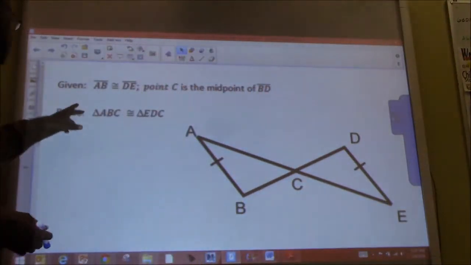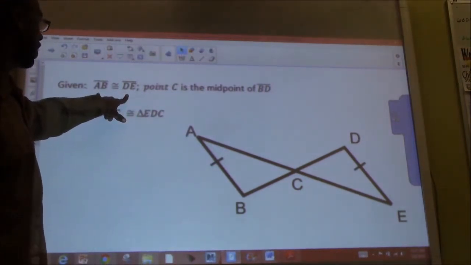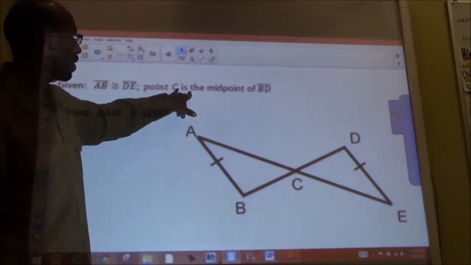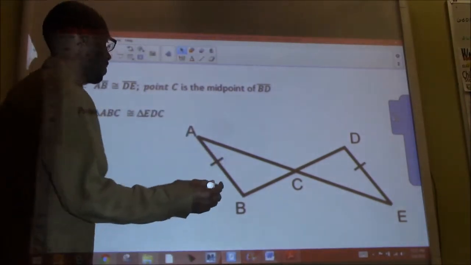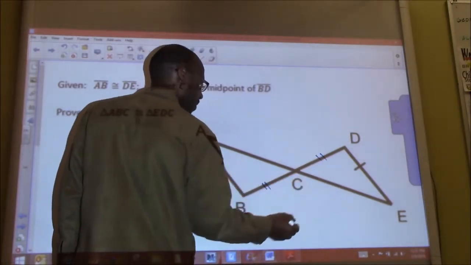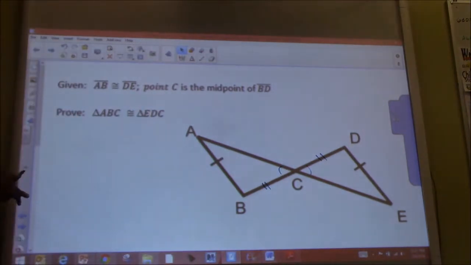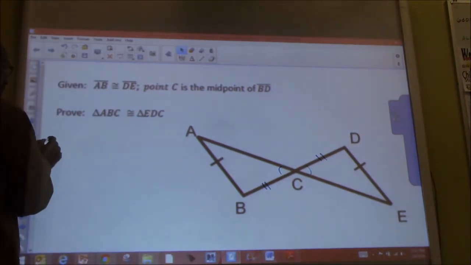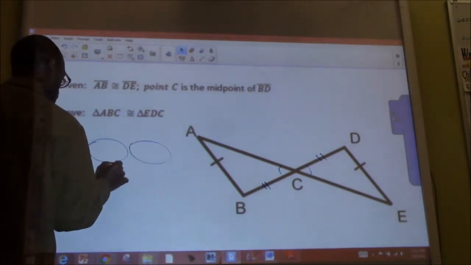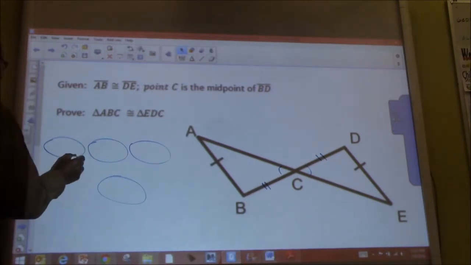Let's see. AB and DE. Got it. C is the midpoint of BD. That means you two are the same. You got these two guys because it's vertical. Let's see what we can do with this thing. Circle, circle, circle, circle. Arrow.